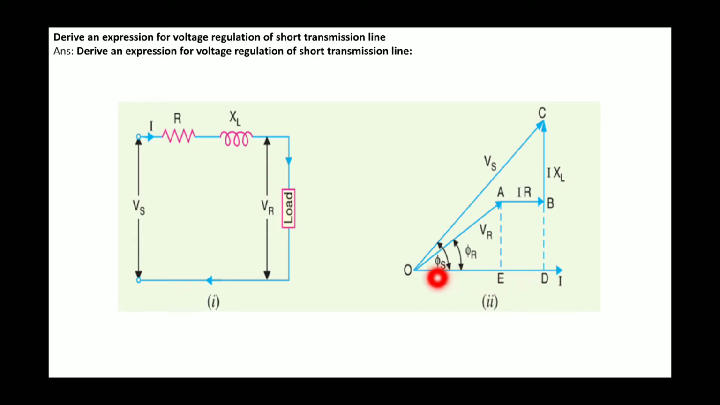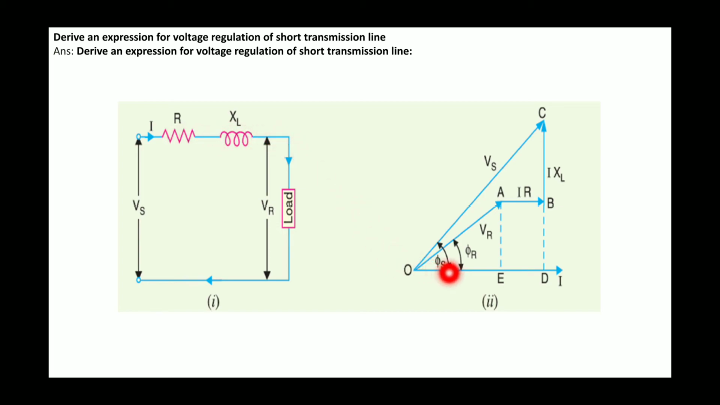Then how do we draw this diagram? A very important question, always asked in exams: draw the equivalent diagram of the short transmission line and also draw the phasor diagram of the short transmission line. So we consider the current as the reference. The current which starts from the supply voltage is the same current which is going to the receiving end.